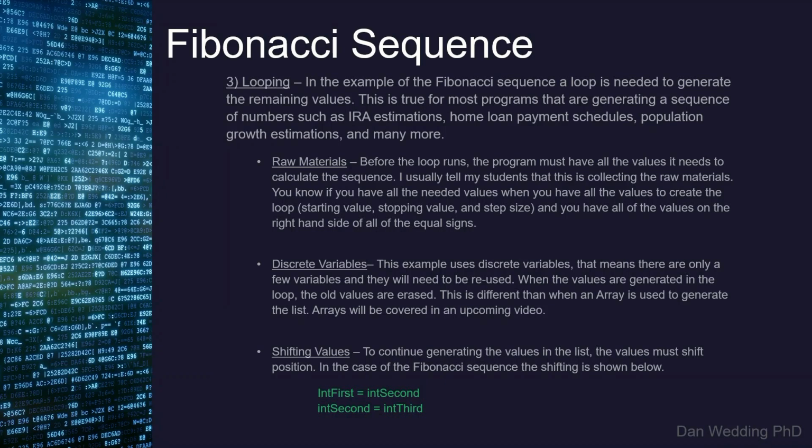You know if you have all of the needed values when you have all of the values to create the loop and you have all of the values on the right-hand side of all of the equal signs. This example uses discrete variables. That means there are only a few variables and they will need to be reused. When the values are generated in the loop, the old values are erased.